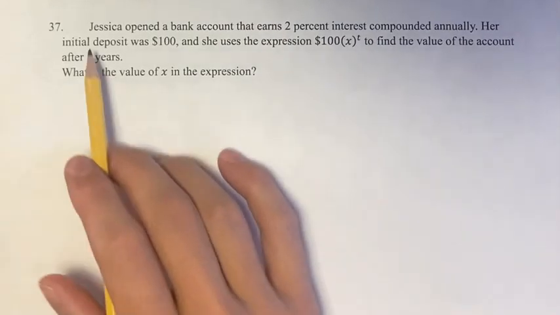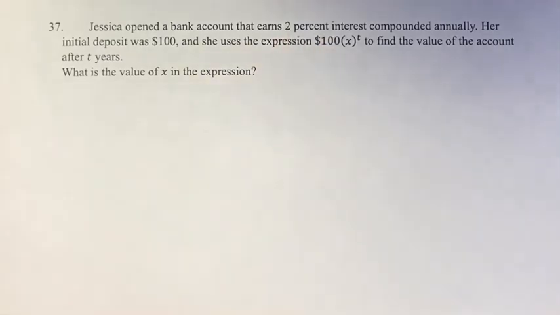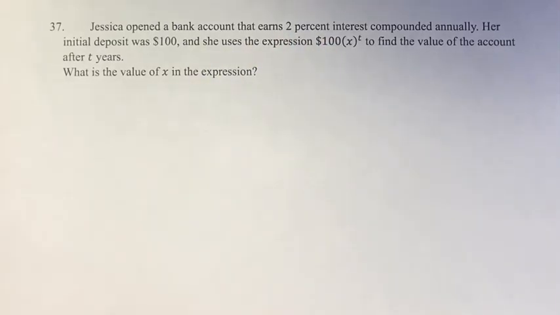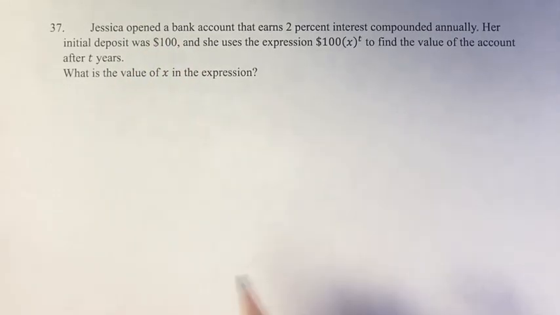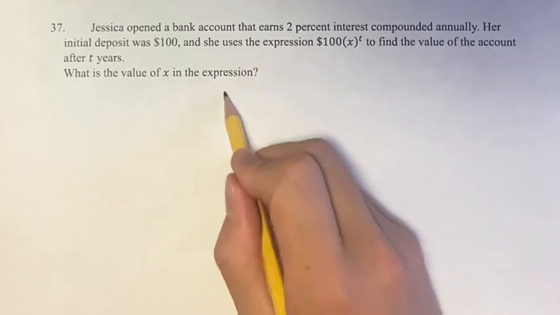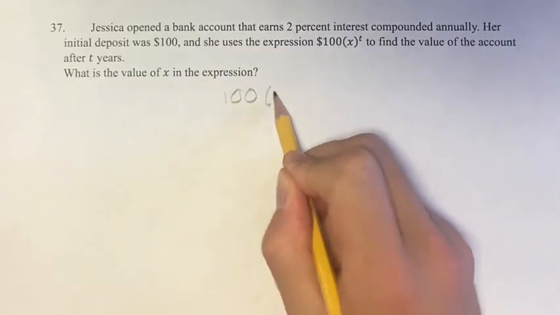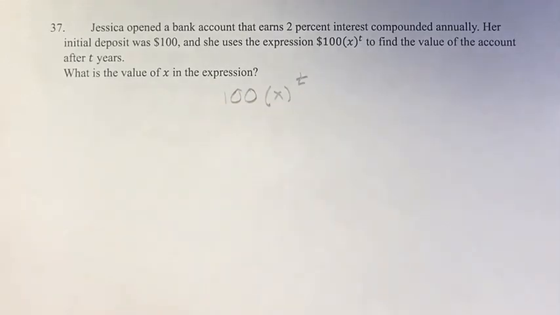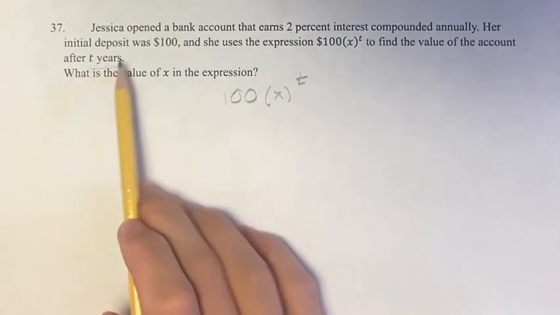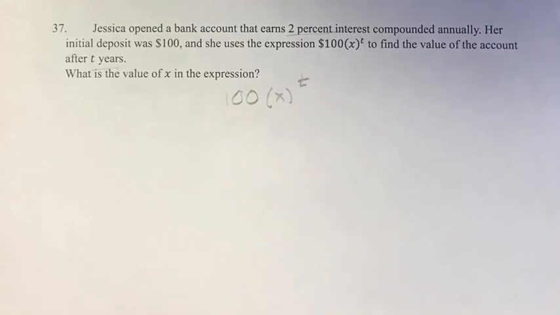This problem, Jessica is opening a bank account that's earning 2% interest compounded annually. And the expression she's using when she deposits 100 to model the value of her account is 100 times x to the t. We're asked what is x in this scenario if we're looking after t years and she's getting 2% interest.